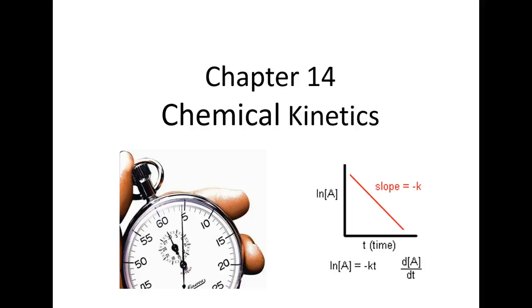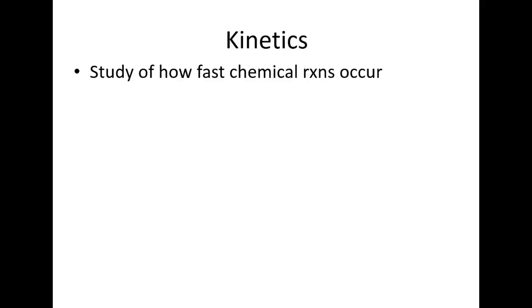Chapter 14, Chemical Kinetics. Kinetics is defined as the study of how fast chemical reactions occur. Some reactions are amazingly fast, really instantaneous, like when you bring a match to gasoline or place a piece of sodium in water, and other reaction rates are very, very slow, such as the rusting of an iron nail. This chapter will help us study and work with some calculations related to chemical reaction rates.